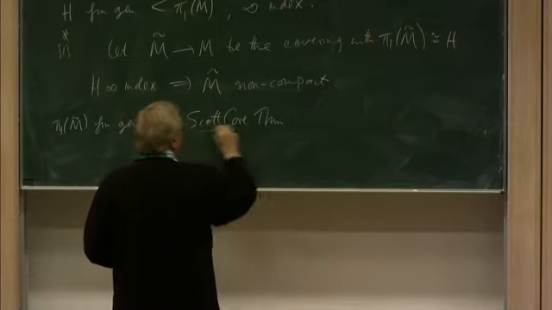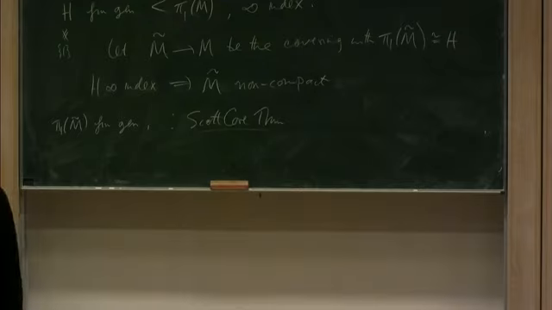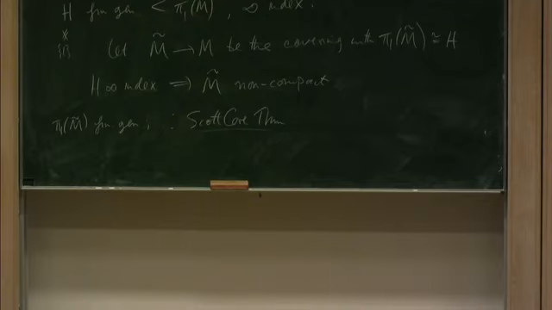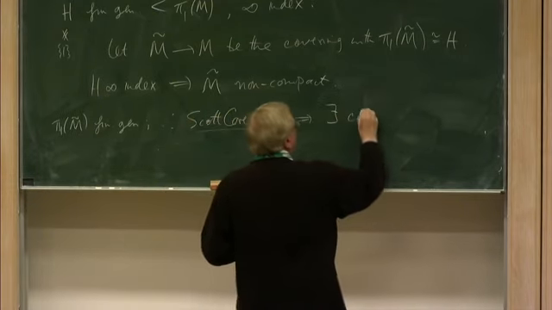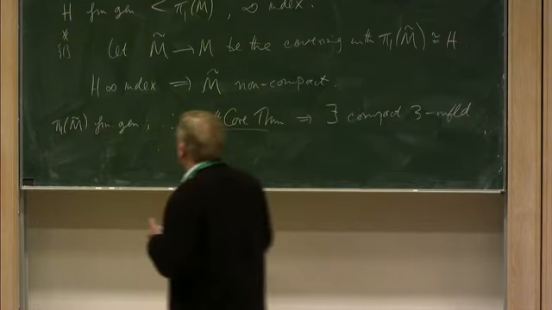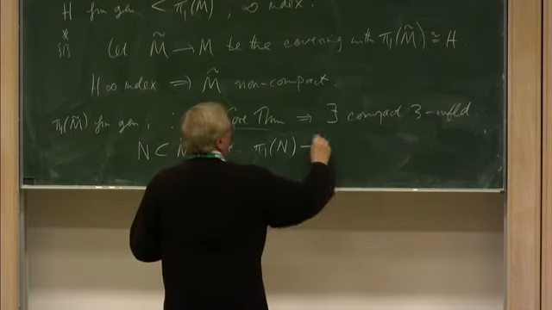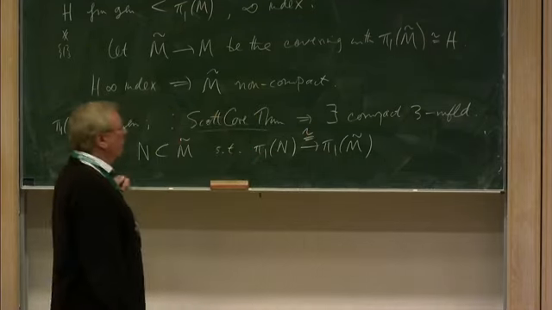So I won't say any more about this. By the way, it's an interesting exercise: you might prove the two-dimensional version of that. If you've got a surface whose fundamental group is finitely generated, prove that it has a compact core, a compact subsurface, and that will be a warm-up problem for the Scott-Core theorem. Anyway, by the Scott-Core theorem, there exists a compact 3-manifold N in M tilde such that the inclusion map of this into M tilde induces an isomorphism on pi 1.